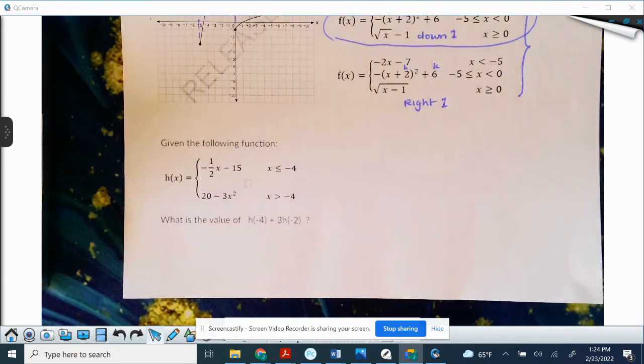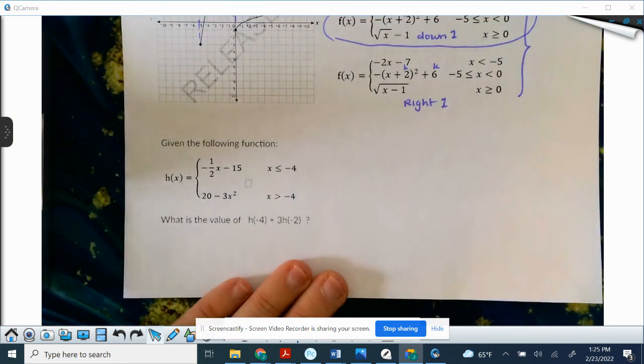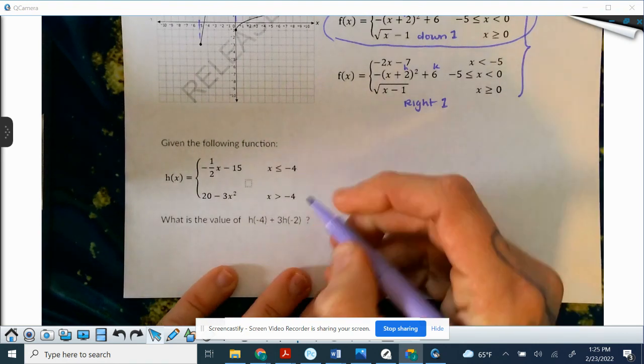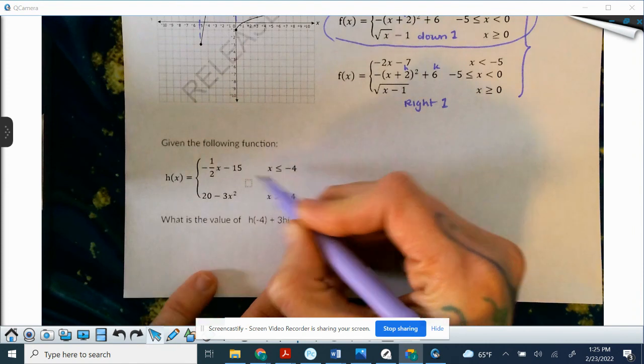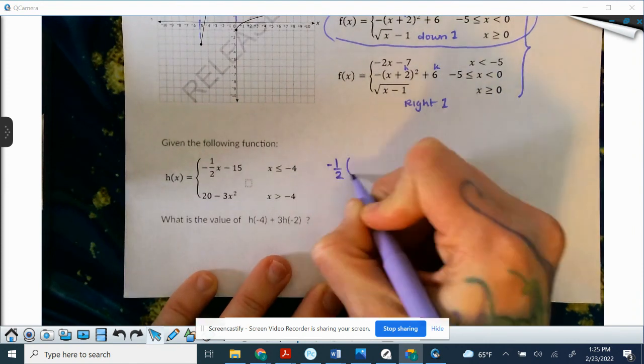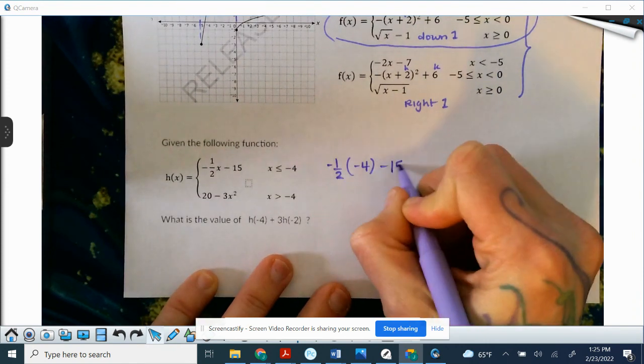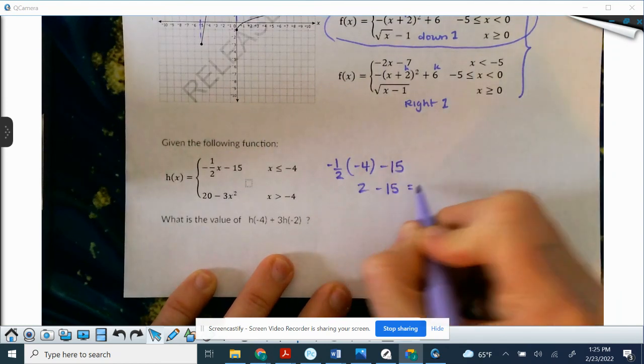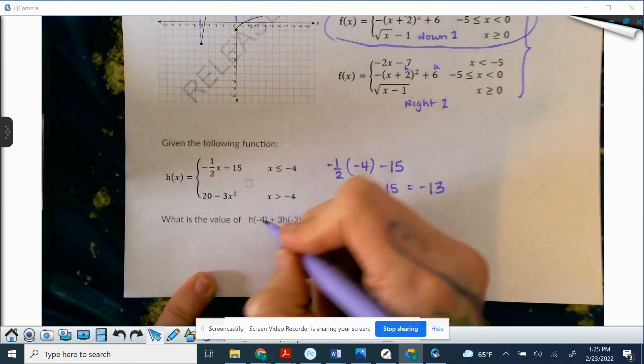Perfect. Thank you. And then last but not least, I put this one on there again because this is what the ESG released for piecewise solving. So I want you to practice, practice, practice, see it enough until you're like, oh my God, it's still there again. That's what's happening right now. So h of -4 is deciding which one does -4 fall into. It does fall into the equals. So we're going to do -1/2 times the -4 minus 15. Negative times a negative gives me a positive 2. Minus 15 gives me a negative 13. So this is a negative 13.